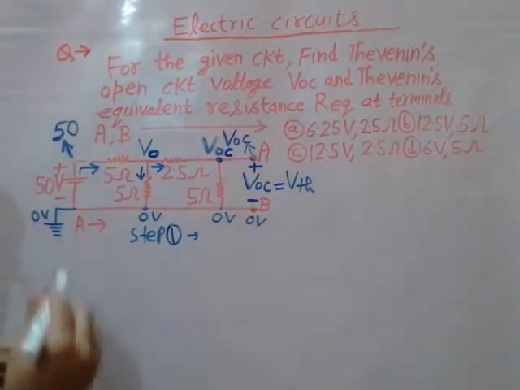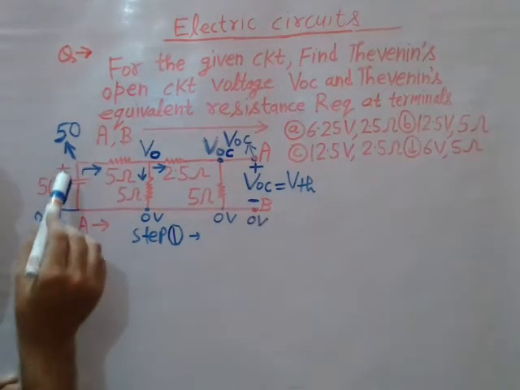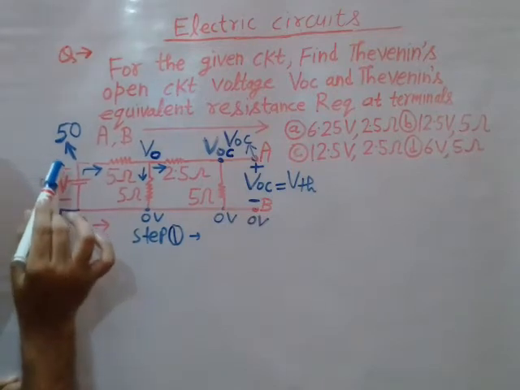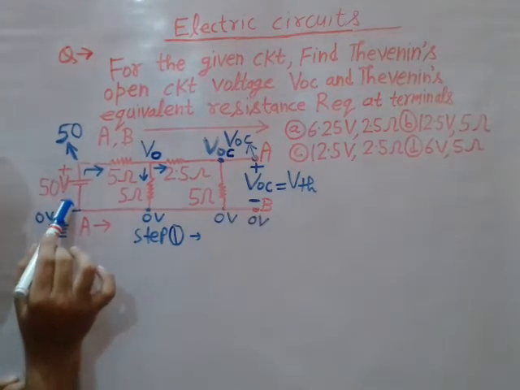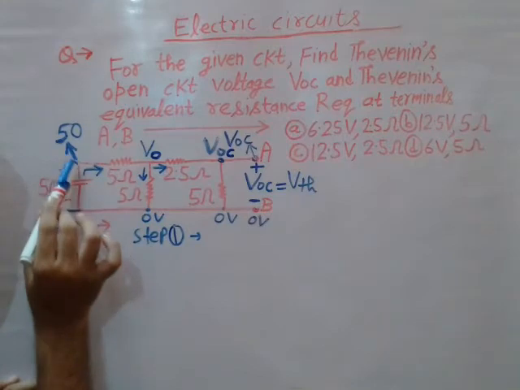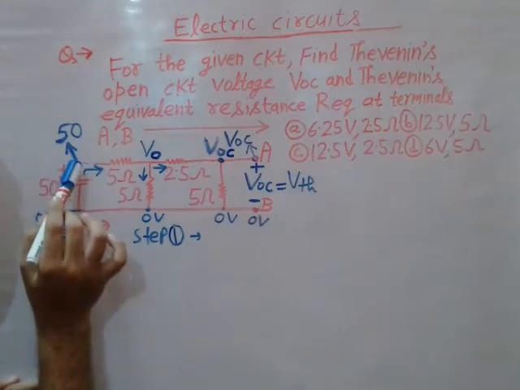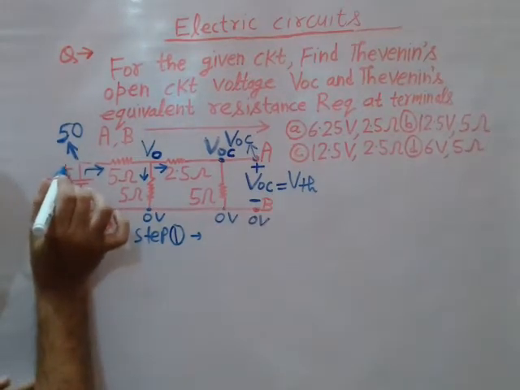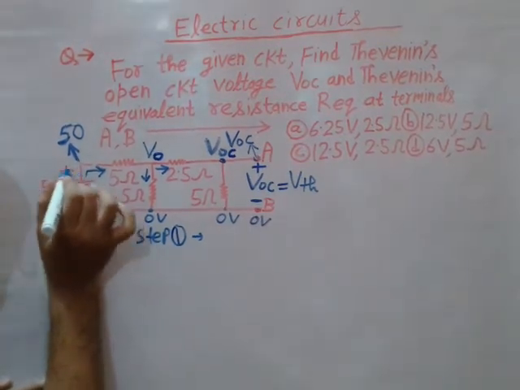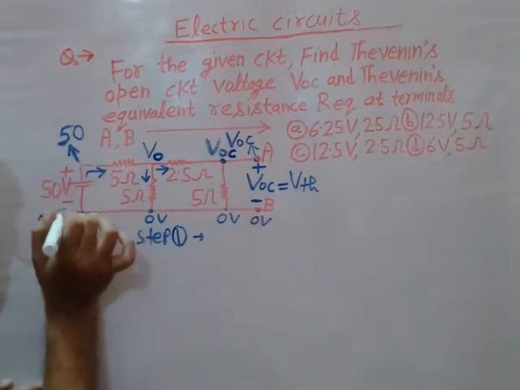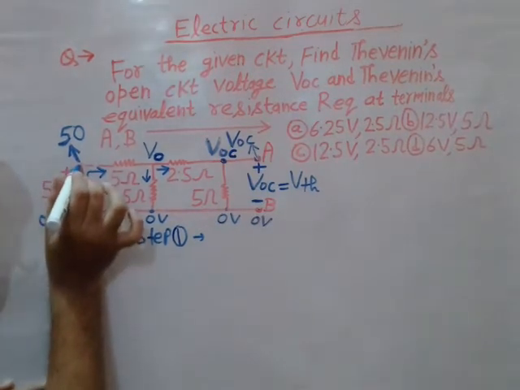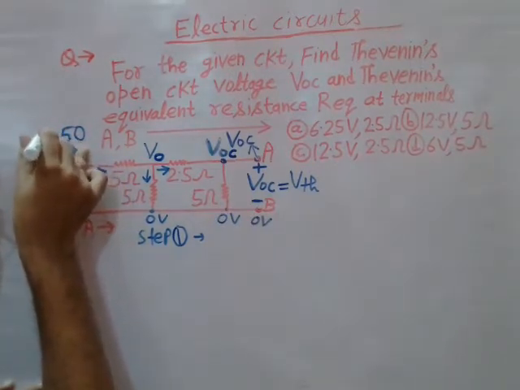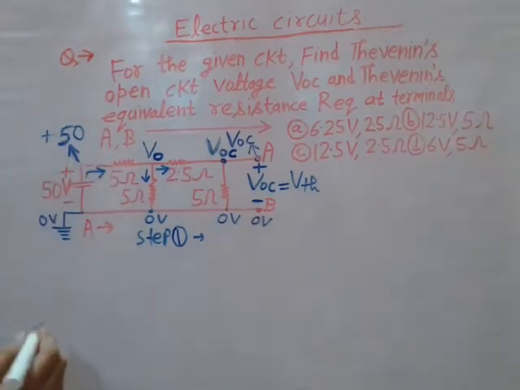So had it been the opposite sign, suppose this negative sign is on the upper side and the positive sign is on the downside, then the potential in that case would be minus 50, right? But here the upper sign is positive. That indicates that the potential of this node is 50 volt higher. So the potential of this node is plus 50.